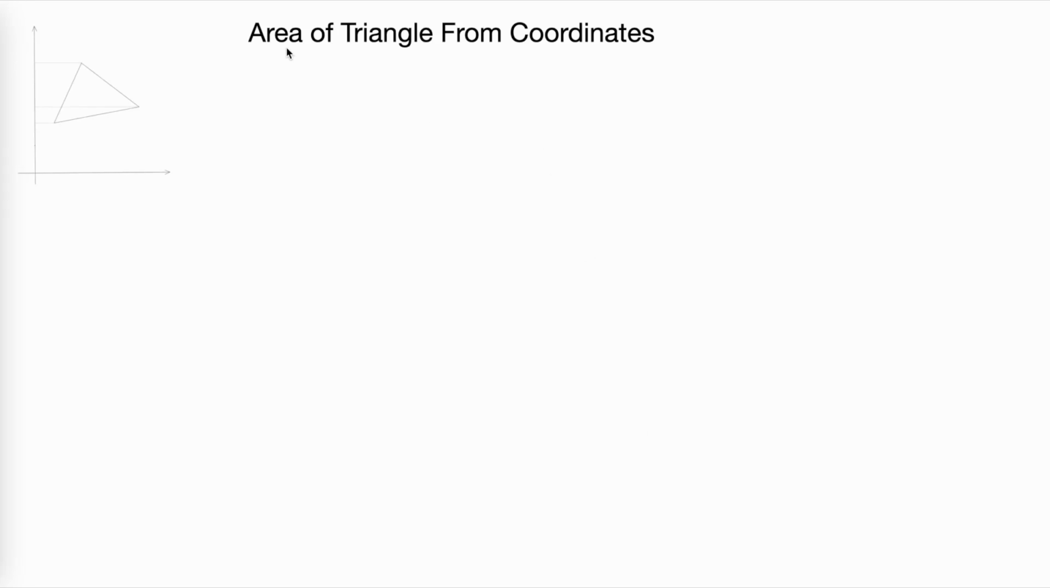This is how to find the area of a triangle given the coordinates of the vertices of the triangle. I'm going to divide it up into trapezia, the yellow one and the blue one, and then I'm going to label these vertices. This is my A, this is my B, this is my C. I'm going to call this point right here D, this point E, and this point F.